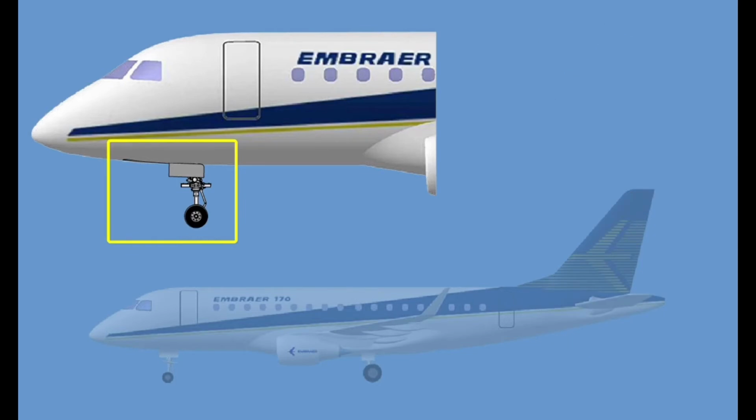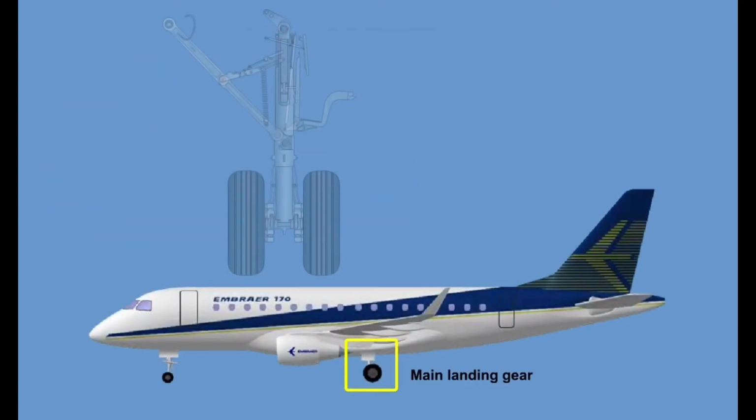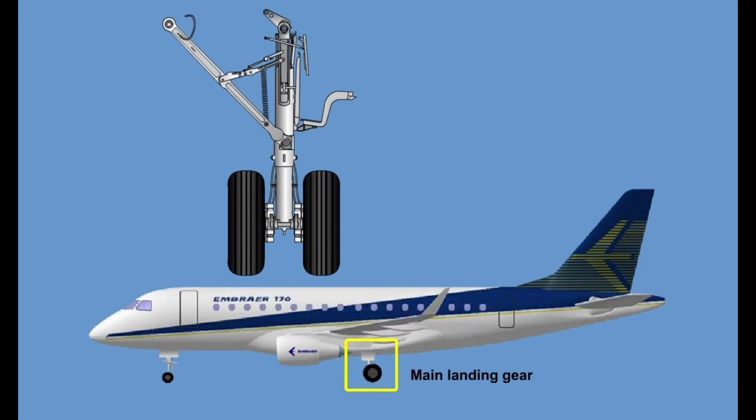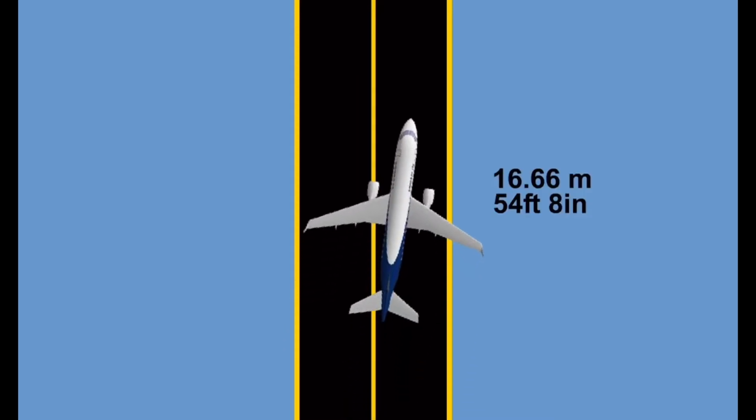When the nose landing gear is extended, the rear doors remain open while the front doors reclose after extension or retraction. The main landing gears also have oleopneumatic shock absorbers and twin wheels and retract sideways. With a full deflection of the nose wheel, the Embraer 170 can theoretically turn on taxiways as narrow as 17 meters, 54 feet 8 inches.